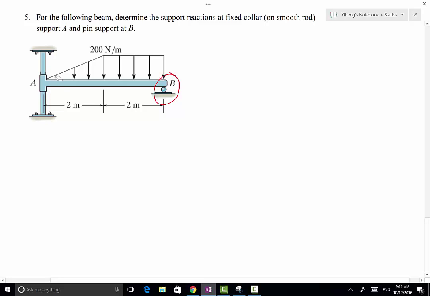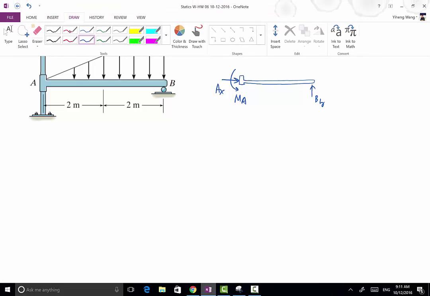So when we draw the free body diagram, here we have BY, and just like we said at point A, there's no allowed movement left to right. Therefore, there's a force AX, and also there's no allowed rotation about point A. Therefore, there's a couple moment support MA. And then don't forget the applied distributed load. We use concentrated forces to replace them.